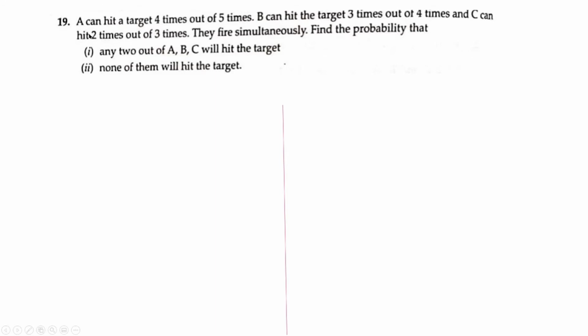Next question. A can hit a target 4 times out of 5 times. B can hit the target 3 times out of 4 times. And C can hit 2 times out of 3 times. They fire simultaneously. Find the probability that any 2 out of A, B, C will hit the target. And the second subdivision, none of them will hit the target.